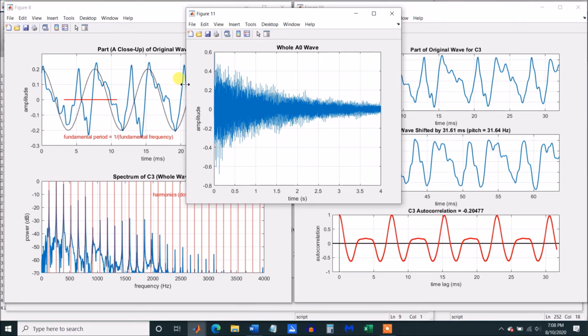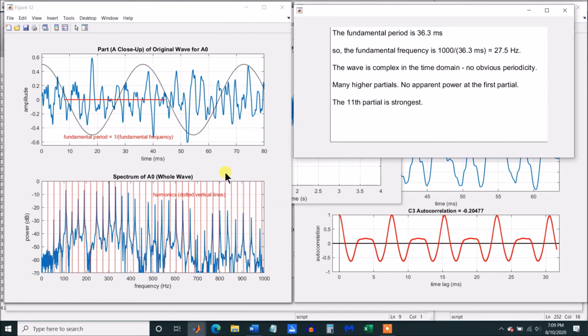Next and last curve is the A0 curve. I'm showing 4 seconds of that curve. Again, entirely different looking curve. Here's a close-up of 80 milliseconds, and I've plotted a sinusoid here that has a frequency of 27.5 hertz, which is the fundamental frequency. And also I'm plotting the fundamental period of 36.3 milliseconds.